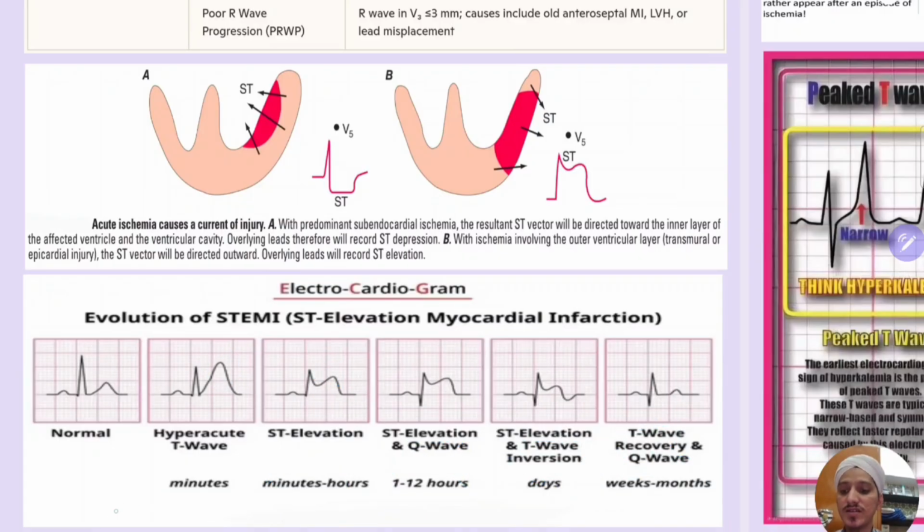We just remember this evolution: hyperacute T waves, then ST segment elevation, then development of Q waves, then inversion of T waves, then the ST segment will come back to normal and the T wave will be normal, but Q waves, pathological Q waves, will persist. So this is in minutes, this is in minutes to hours, this is from 1 to 12 hours, this is in days, and this is in weeks to months.